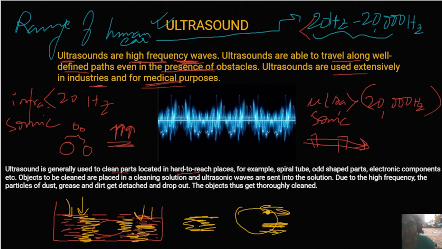you can imagine that within seconds the object is moving at a speed of 40 or 50 meters per second, right? So it is not possible for the dust particles to move alongside the object, so they just stay static when the object has moved, as a result of which they fall down and are contained in the solution. Due to the high frequency, the particles of dust, grease and dirt get detached and drop out. The objects get thoroughly cleaned. Very simple. Okay.